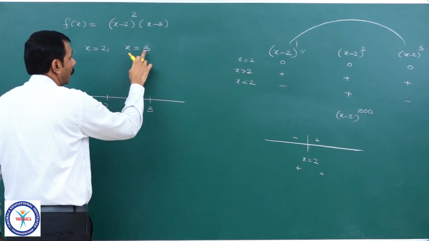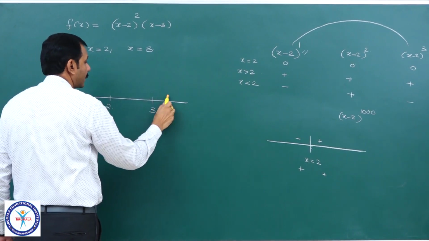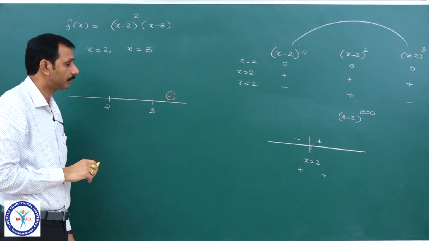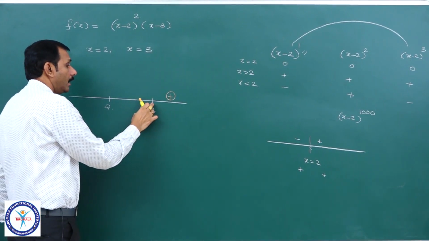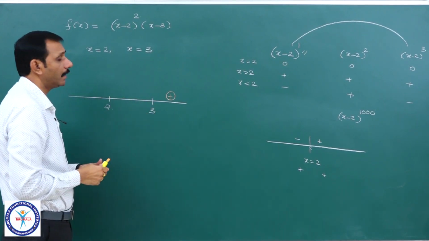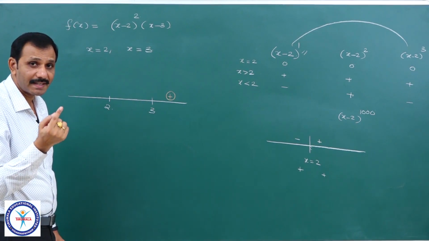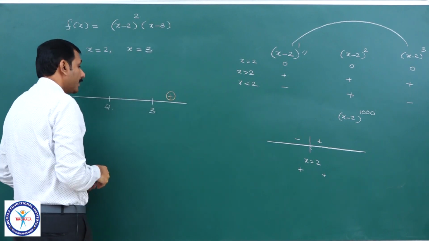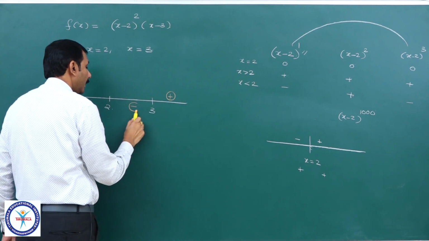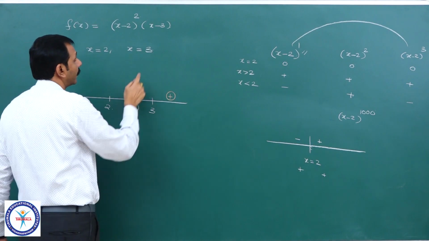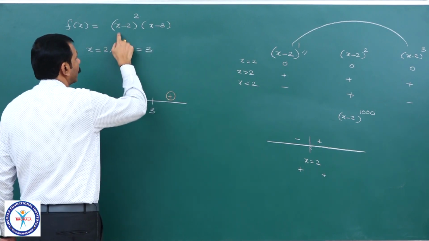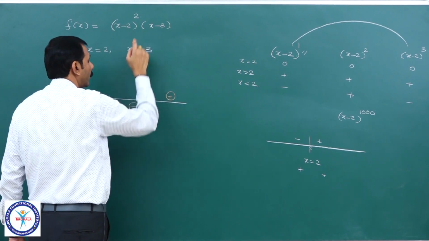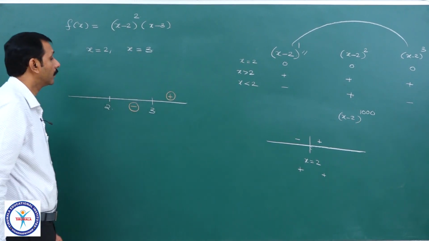At x equal to 3, if you take that extreme right, it is positive only, no doubt. And between 2 comma 3, if you take a value which is less than 3, because of power 1 the sign changes, here it is negative. Suppose if I take 2.5, it is positive into negative, positive into negative means it is negative.